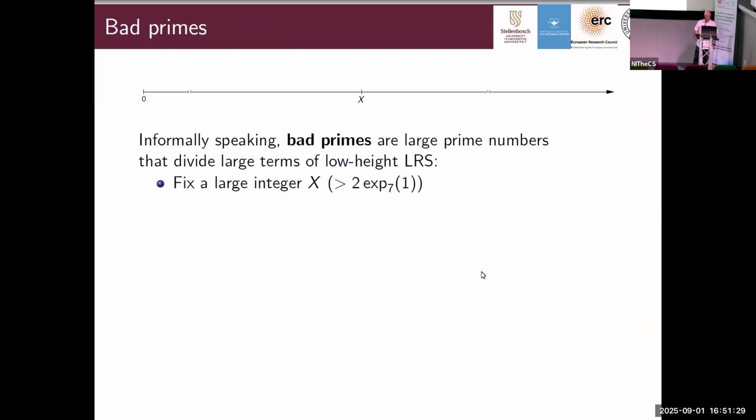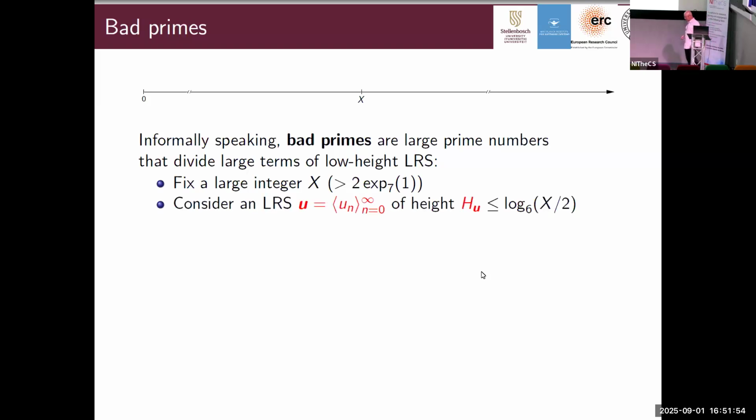Now, there is something that we call bad primes for our Skolem problem. It looks like somehow I went to prime numbers and I forgot about the linearly recurrent sequences. Well, let's go back to linearly recurrent sequences. Let's say that a prime is bad if it's a large prime number that divides a large term of a low height linearly recurrent sequence. So I take a large integer x. I consider a linearly recurrent sequence of small height, where the height is the 6-fold iterated logarithm.